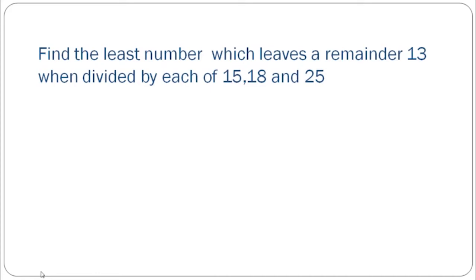Find the least number which leaves a remainder 13 when divided by 15, 18 and 25. I have three numbers here, 15, 18 and 25. I have to find out the least number which leaves a remainder of 13 when divided by these three numbers. If the question was, find the least number which will leave a remainder 0, same question, I am just rephrasing it, when divided by each of 15, 18 and 25, what number can it be?